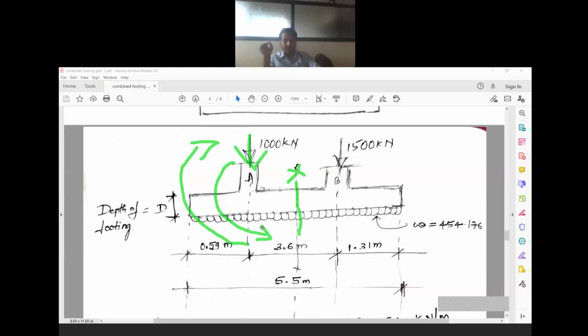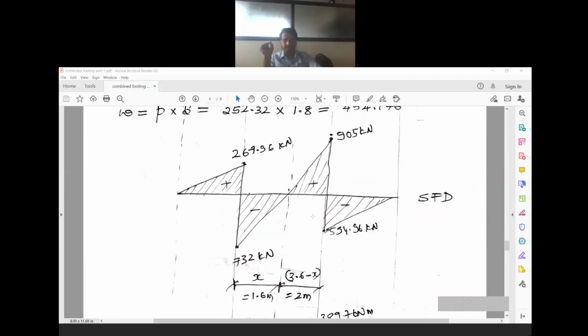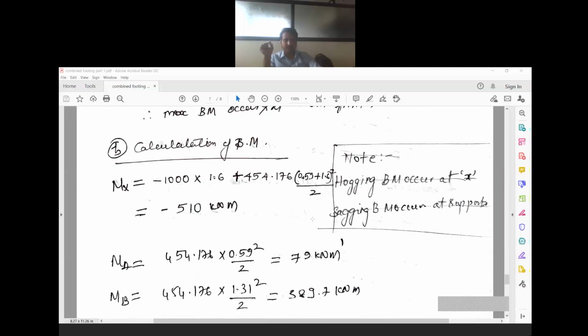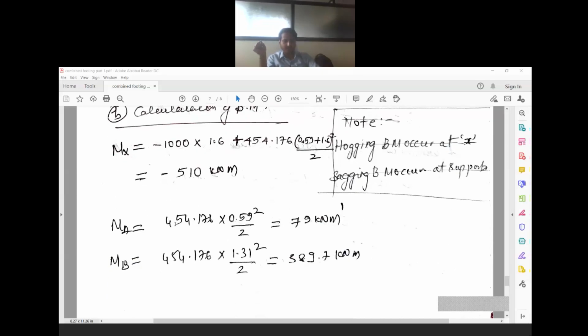So now from here, minus 1000 into 1.6. When you calculate this, you will get the value of what? Mx value we get. So here you can observe minus 1000 into 1.6 plus 4.176 into 0.59 plus 1.6 whole square divided by 2. I will get the value as minus 510 kilonewton meter.